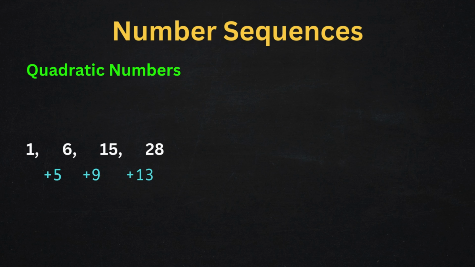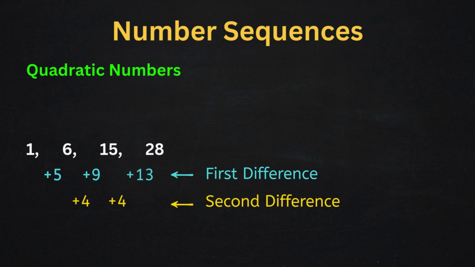The second difference is calculated by taking the difference of the first differences we have calculated, which is shown in blue. As we can see, 9 minus 5 equals 4, 13 minus 9 is also 4, and so on. So the second difference of the sequence is the same. This blue one is called the first difference, and the yellow one is the second difference. If the second difference comes out the same, it's a quadratic sequence.